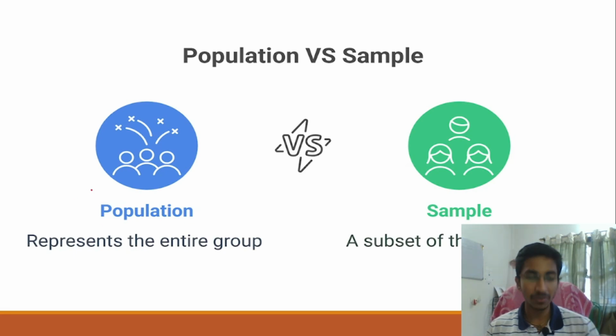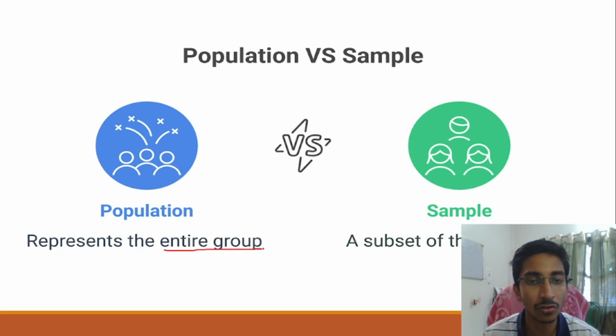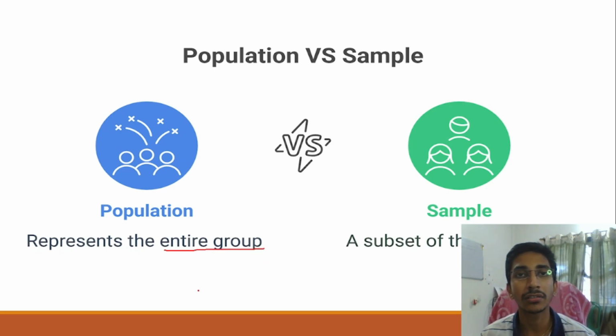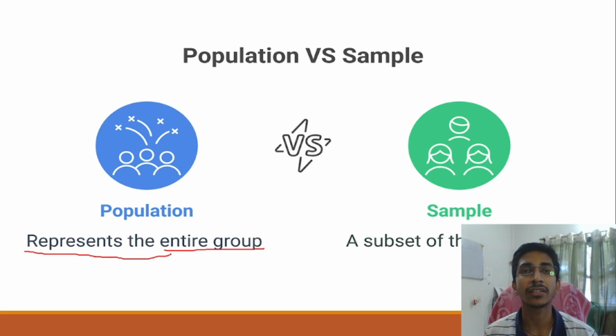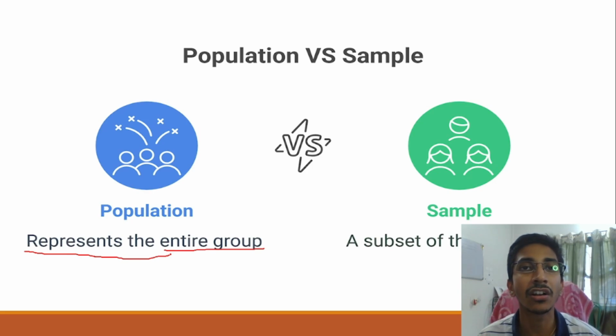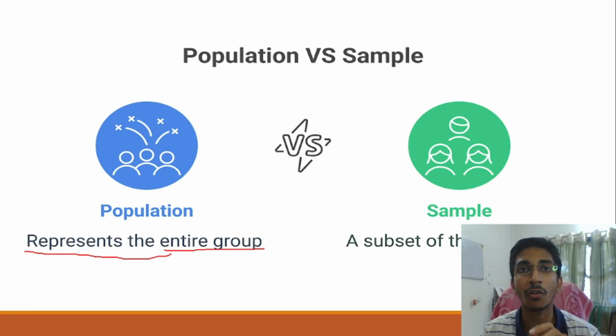Before jumping into the concept of sample, we need to know the population, right? So what is population? Population is the entire group. It represents the entire group. Suppose we want to conduct a study on the spending habit of college students. Our topic is the spending habit of college students. So all the college students would be our population, right?